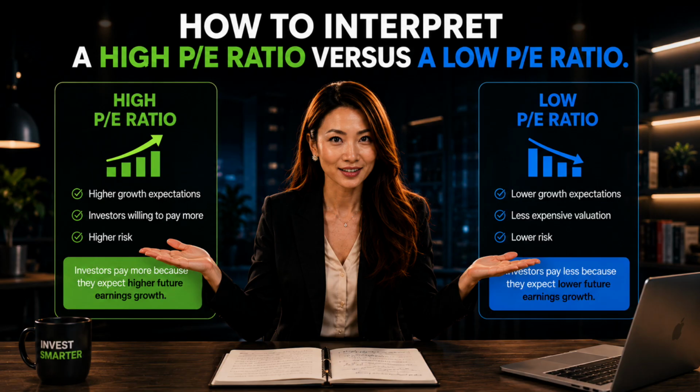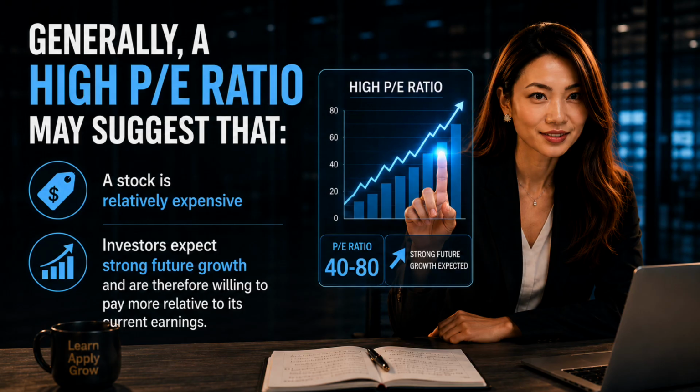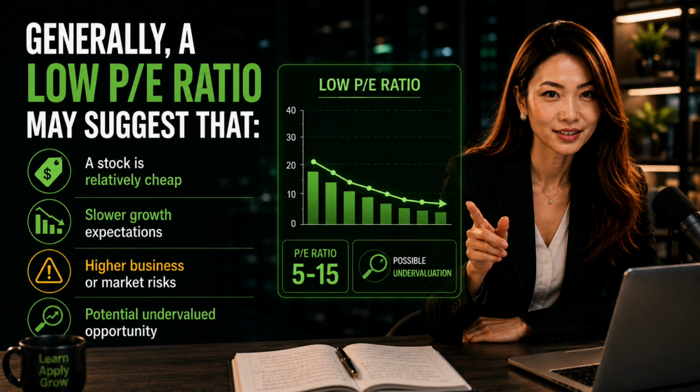Number 3. How to interpret a high PE ratio versus a low PE ratio. Generally, a high PE ratio may suggest that a stock is relatively expensive or that investors expect strong future growth and are therefore willing to pay more relative to its current earnings. A low PE ratio may suggest that a stock is relatively cheap, which could indicate lower growth, higher risks, or in some cases, an undervalued investment opportunity.